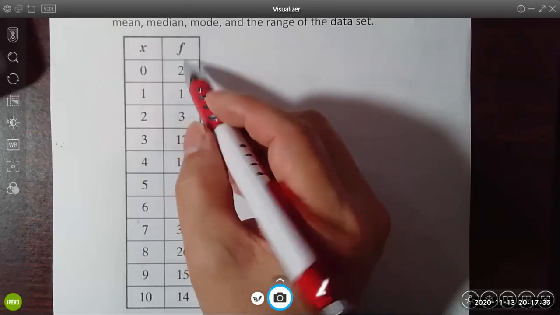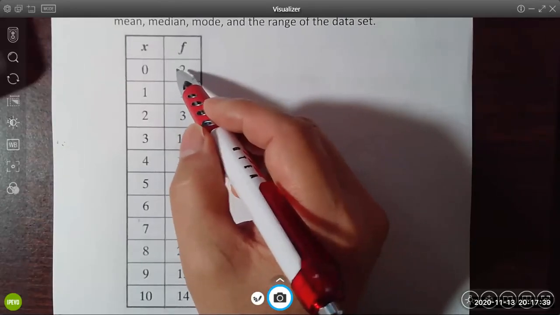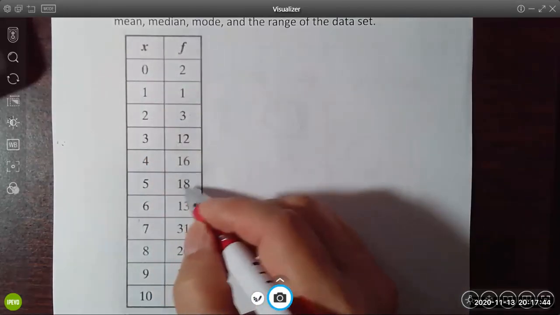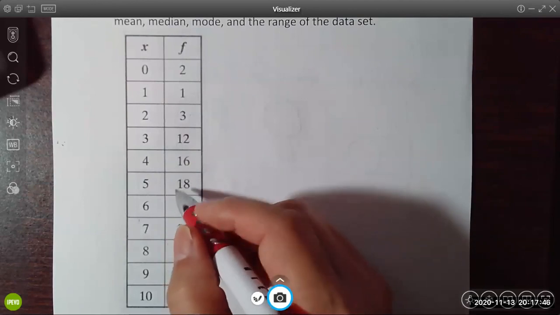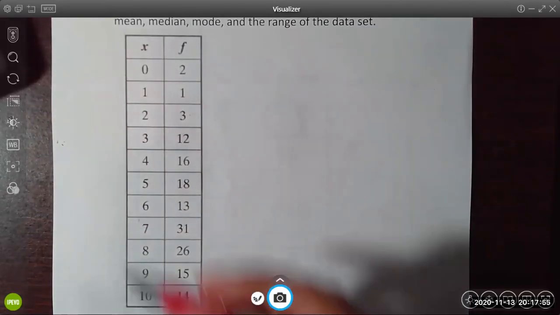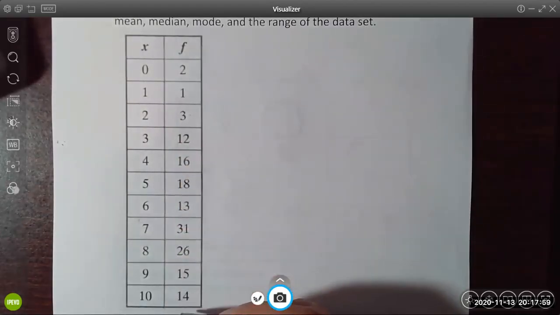For example, among all of the surveyed students, 2 of them felt no stress at all because this stress level is 0. About 18 of them feel a middle level of stress. 14 of them felt like a maximum level of stress. So that's the meaning of this table. And if you add all of these frequencies together, it's the total frequency. Actually, it represents the total number of students surveyed. So that's the basic information.